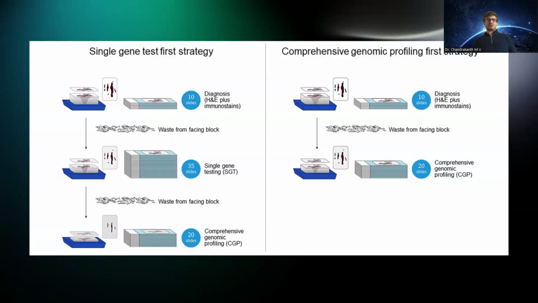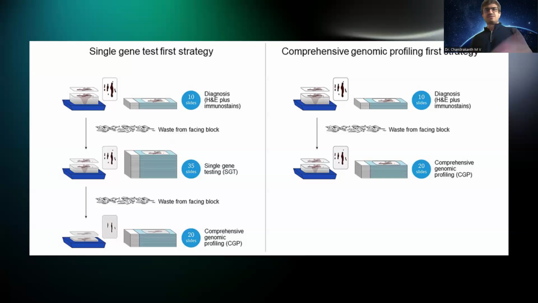Now, let's go to whether we should do a single gene test first. That is, I will do an EGFR by PCR, ALK by IHC or FISH, and then if I'm not able to find the mutation, I will send it for NGS or a CGP, or I will do a CGP upfront. The advantage of doing the CGP first is the tissue availability.